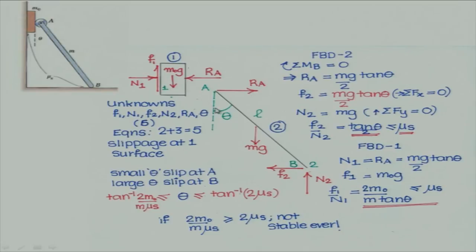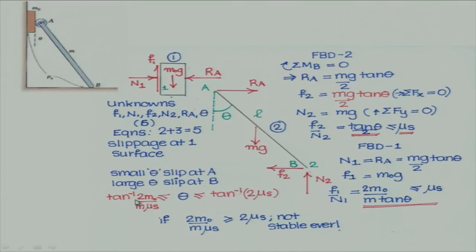In the first case, when theta is a reasonably small value, we want slippage here. So for the entire assembly to be in equilibrium, we want F1 by N1 to be less than or equal to mu s. From that, this is the expression we get for F1 by N1. We can find the lowest limit on tan theta, or on theta, from that. From the second ratio, F2 by N2, which comes out to be this quantity, we get the largest limit on theta, and your real theta should be within these limits. When your theta is between these two values, your system will stay. If your theta becomes smaller than this value, the top block will slide. If your theta becomes larger than this value, this will slide at B.